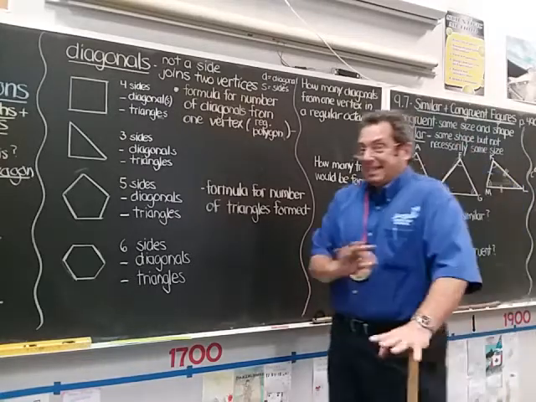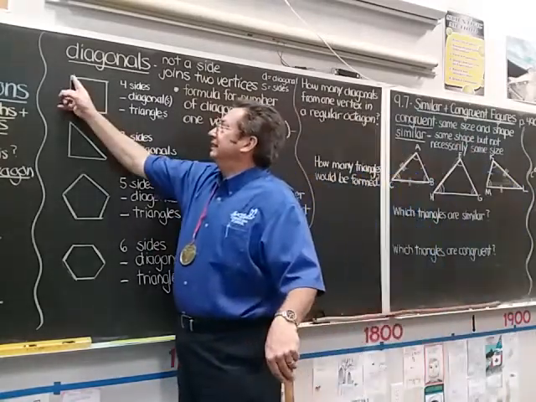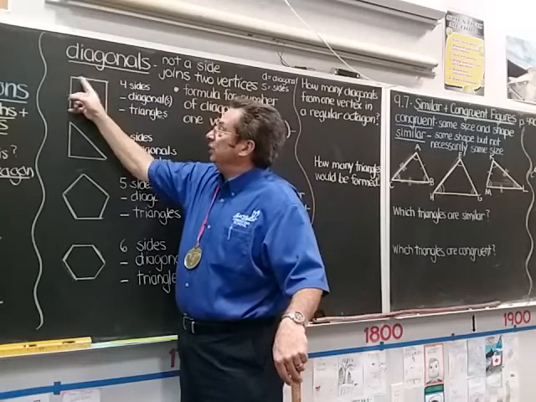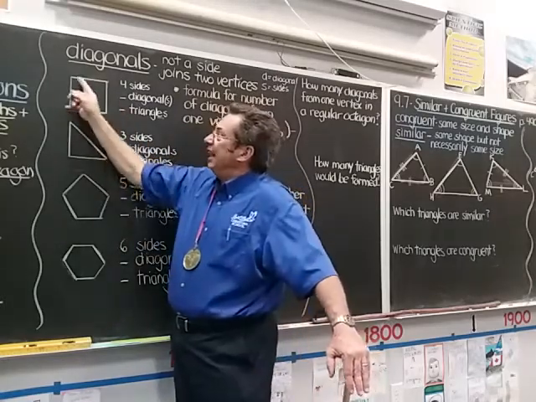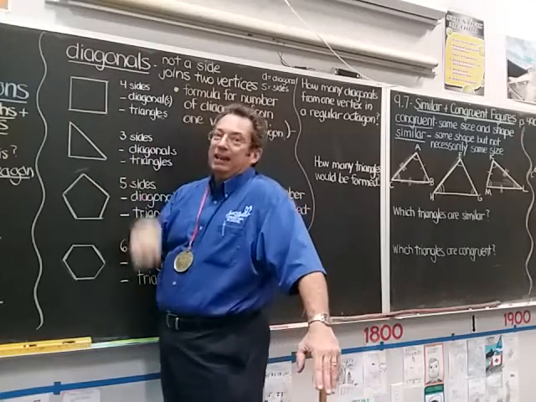Now, it can't be one of the sides, all right, because I know this particular side joins this vertex to that vertex, but it can't be one of those. To be a diagonal, it can't be one of these four sides. It's got to be inside connecting vertices.